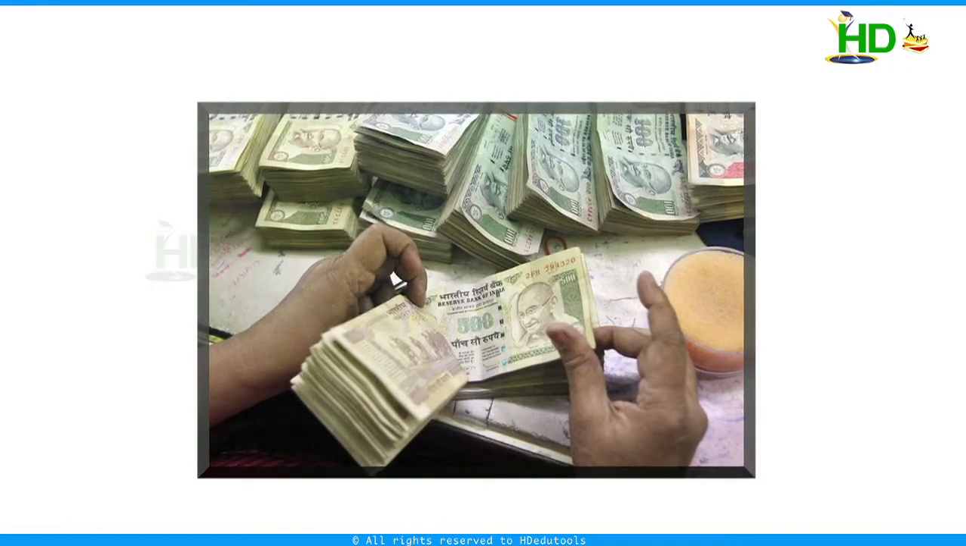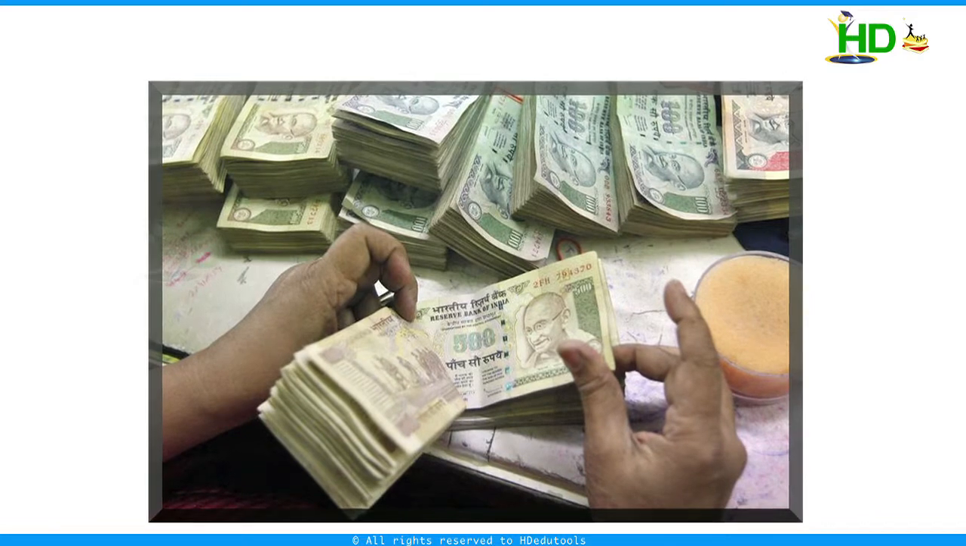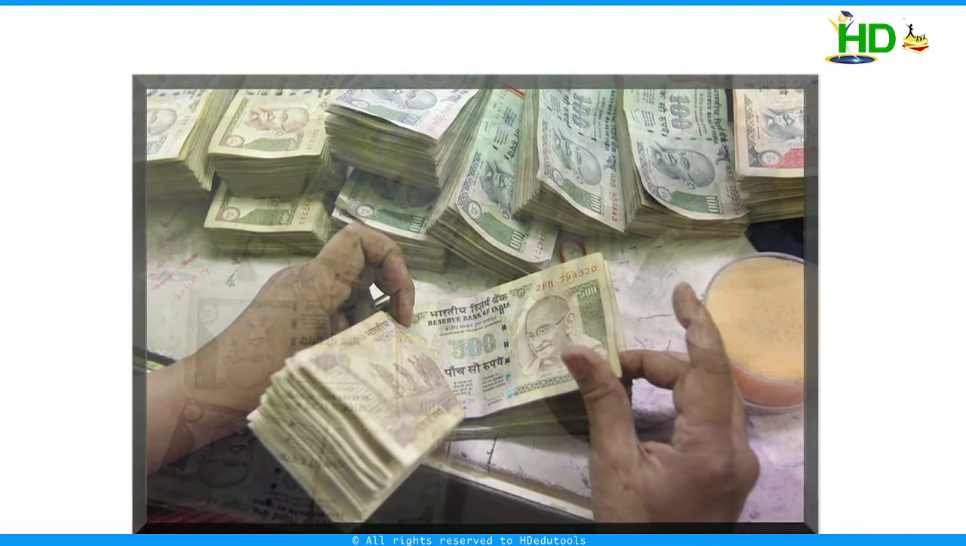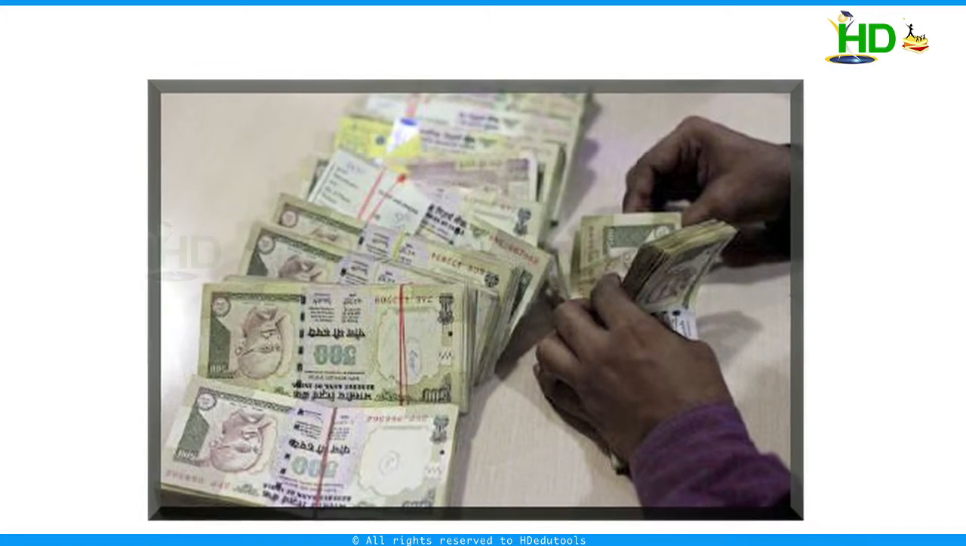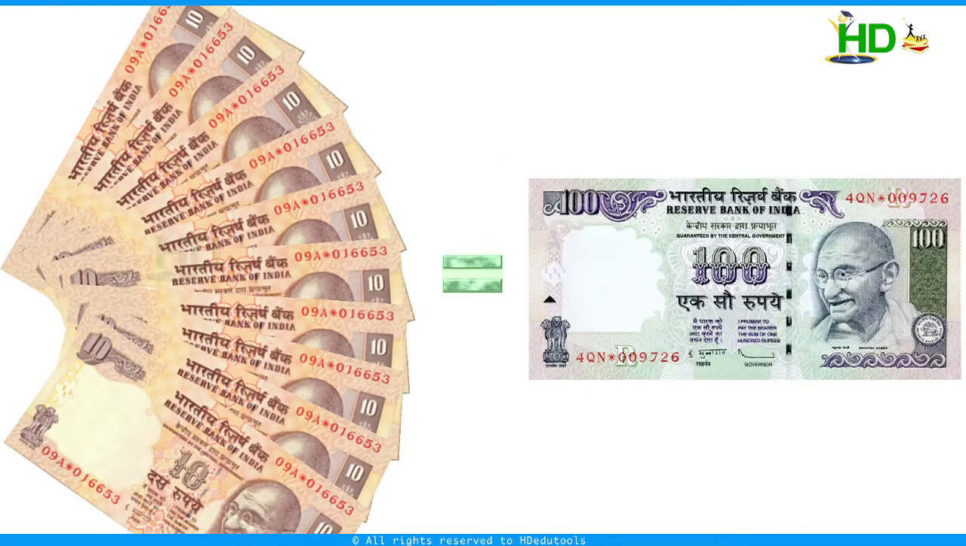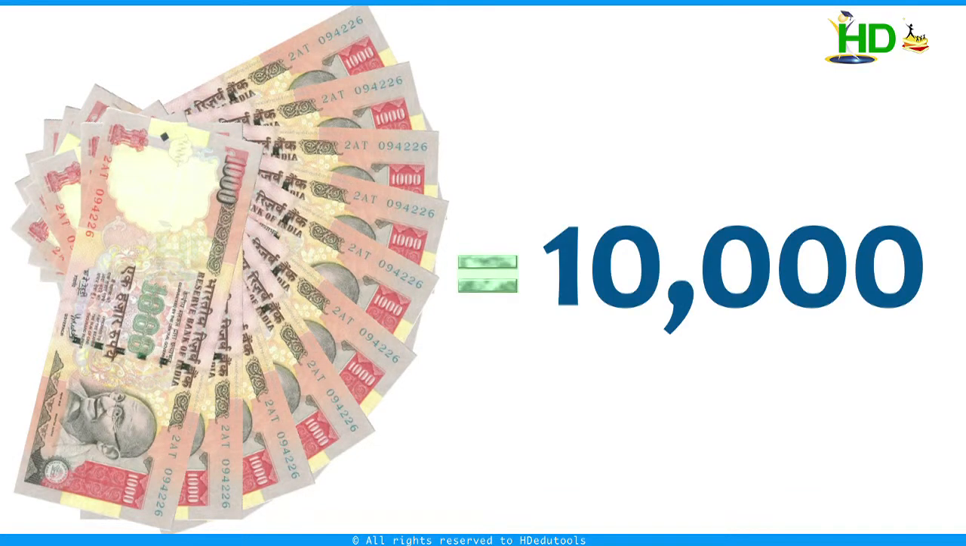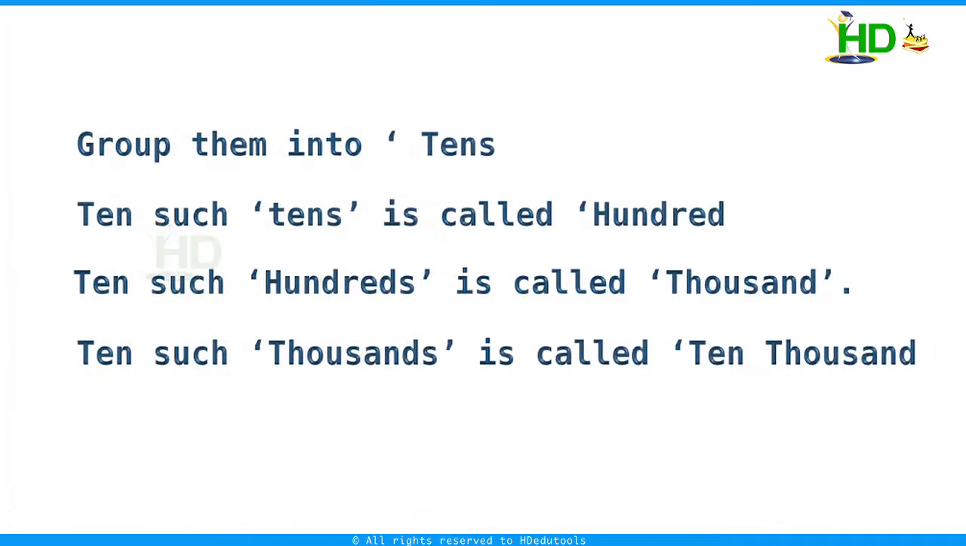And we observe that in a bank, the cashier counts the currency notes by grouping them into bundles of hundreds. It is difficult to count large numbers taking one by one. So we group them into tens. 10 such tens is called 100. 10 such hundreds is called 1000. 10 such thousands is called 10,000, and so on. By using this idea, we can write any large number by grouping them into tens, hundreds, thousands, 10,000s, 100,000s or lakhs, and so on.